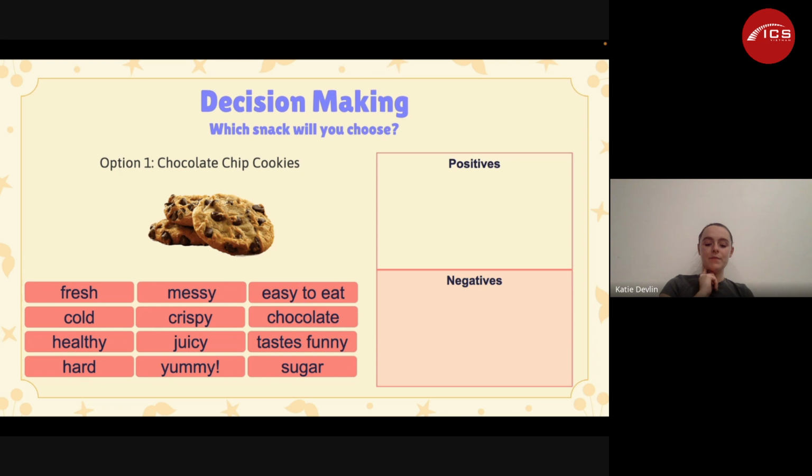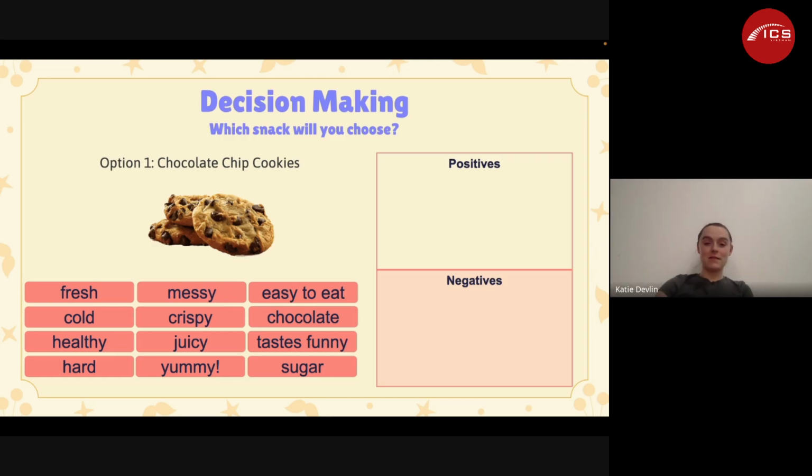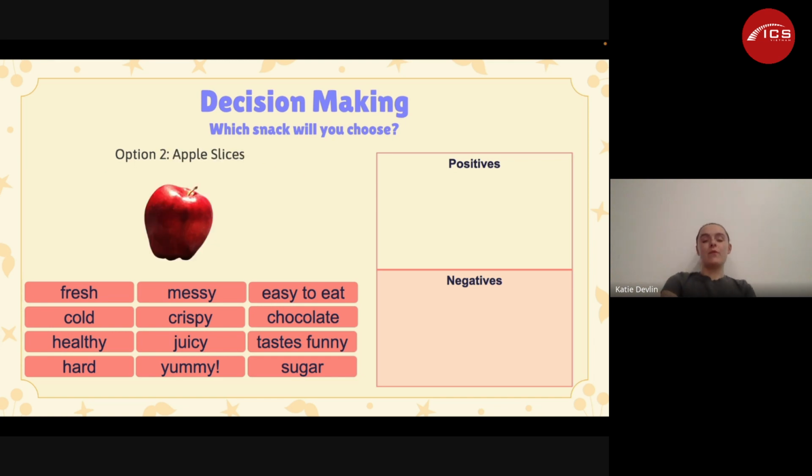Let me ask. Nguyenphuk, can you choose a word for chocolate chip cookies? Not healthy, because they aren't healthy. It needs to match the cookies, okay? We have messy, crispy, juicy, yummy. Which one for chocolate chip cookies? Nguyenphuk, are they messy? Yes. A little bit. Depends. Okay, let's have a look. We'll move on to apple slices. I think this is going to be easier. Okay.